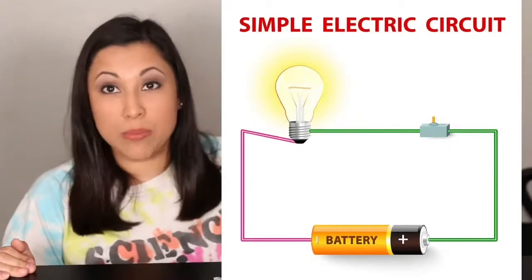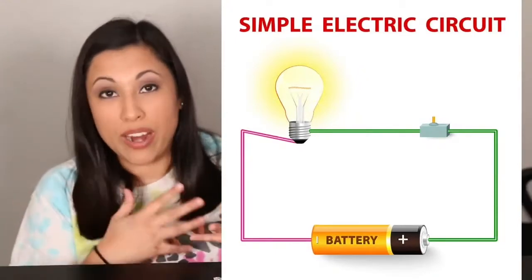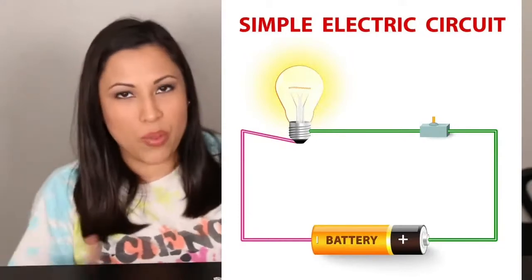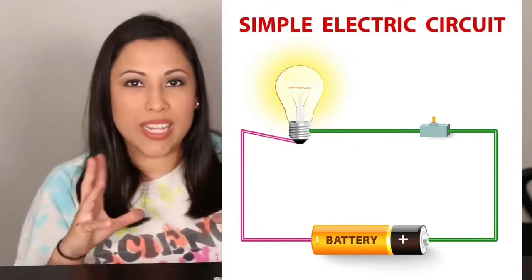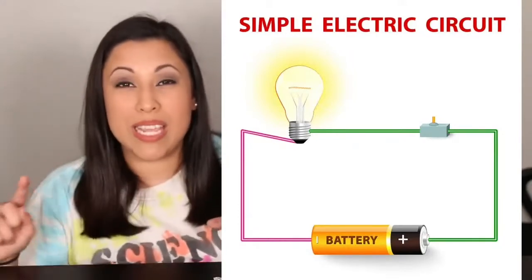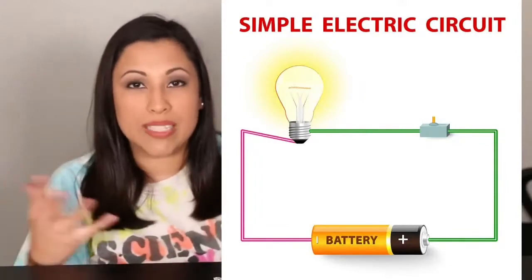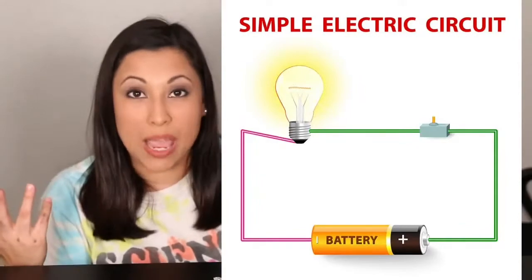Let's take a look. So if we take a look, we can see a simple circuit arranged where it has the battery connected to the wires, connected to the light bulb, and then all the way around. So a circuit is something that is complete, that allows the electricity to flow all the way through and make something happen, such as lighting a light bulb.